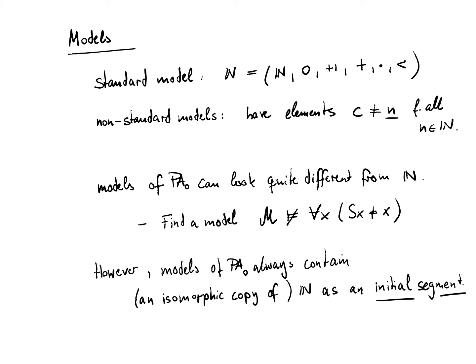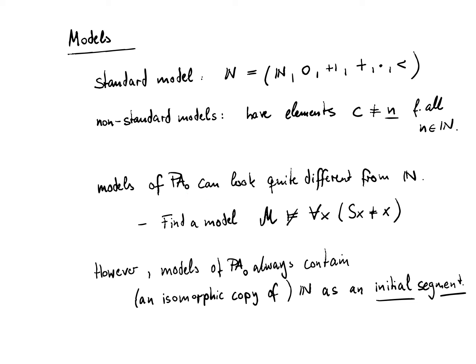Now, what do models of Q or PA0 look like? Of course, we always have the standard model of the natural numbers. But as we have already seen as an application of the compactness theorem, there are also non-standard models. And non-standard models are those that have elements that are different from the interpretation of this constant symbol n for every n in N.